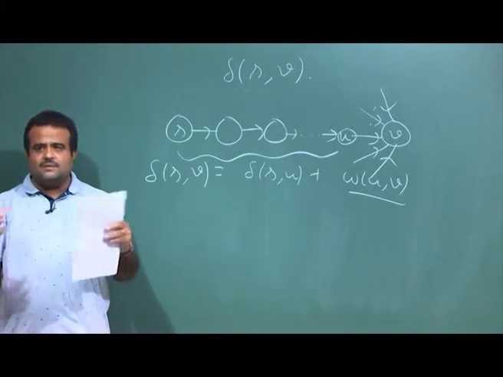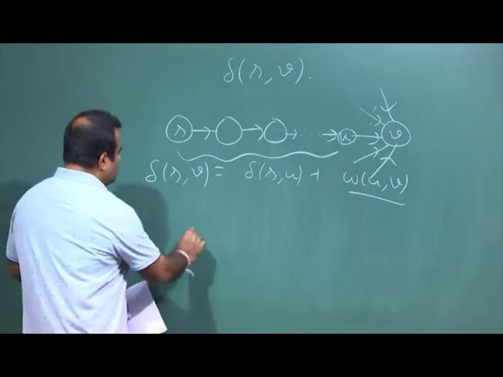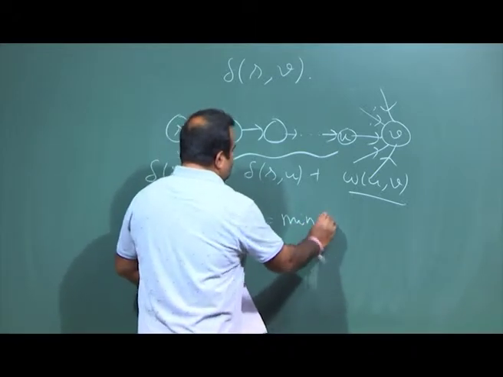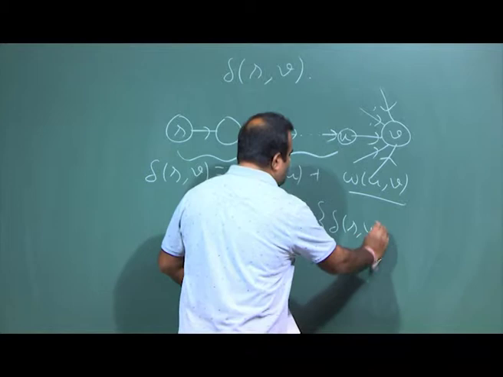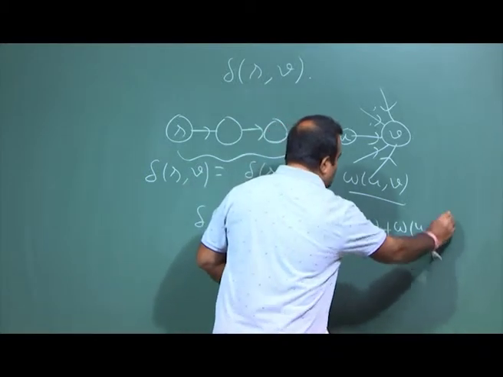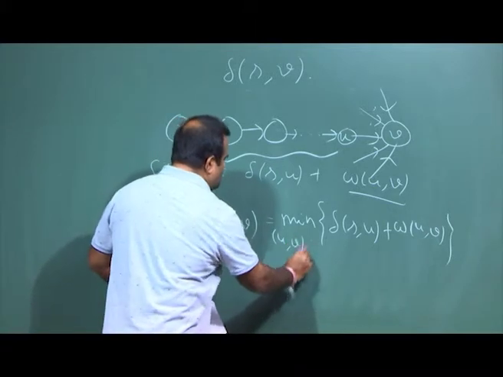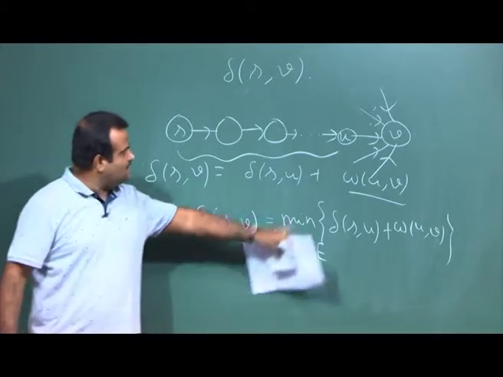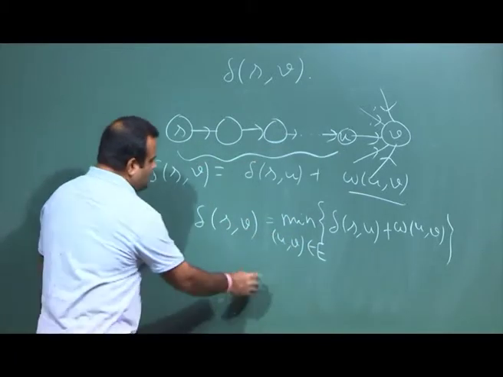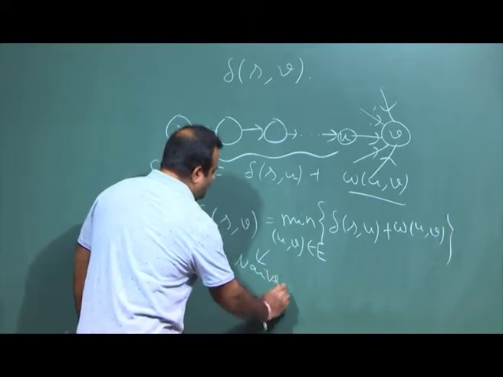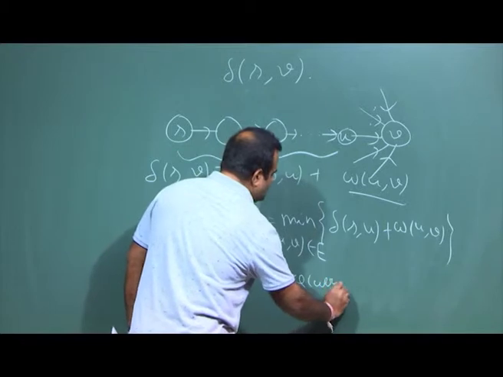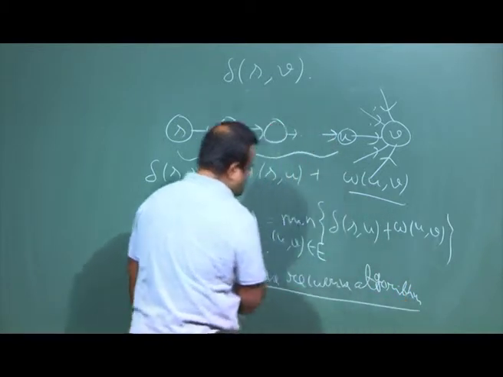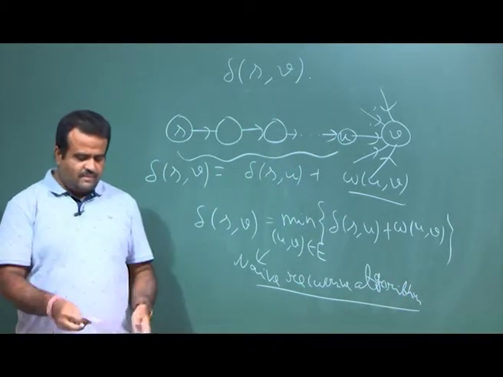Okay. But we have to do this exhaustive search. So, basically delta of s comma v, this is the recursive formula, is the minimum among delta of s comma u plus w of u v, where u v is the direct edge to v. So, these are all possible edges into v. So, this is the naive recursive algorithm.